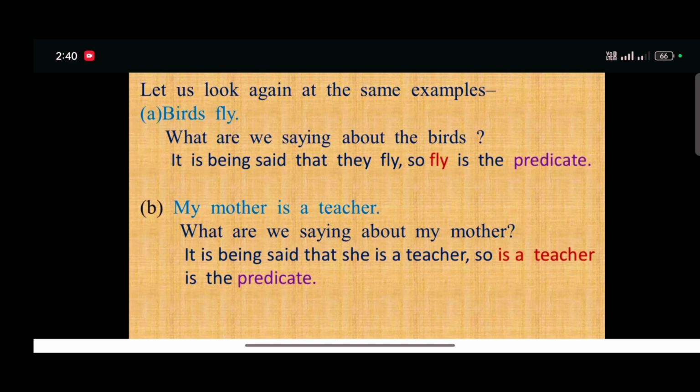Birds fly. We just saw birds is the subject because we are saying about birds. But what are we saying about the birds? That they fly. So here fly is the predicate. Now see, in the same way in the other sentence, my mother is a teacher. My mother is the subject. And what is said about my mother? That she is a teacher. So, is a teacher is the predicate in this sentence.